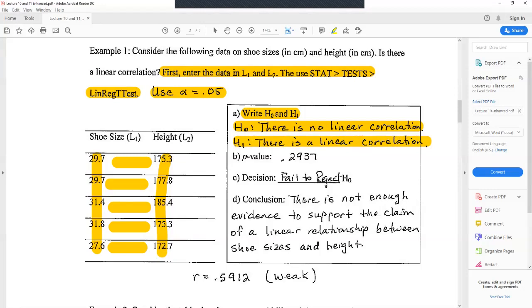If you run stat tests, linear regression t-test, and you input the fact that you're using lists 1 and 2, you will generate a p-value of 0.2937. Well, 0.2937 is larger than the alpha level of 0.05. And anytime the p-value exceeds the alpha level, we fail to reject the null. Since we have failed to reject the null, our conclusion is that there is not enough evidence to support the claim of a linear relationship between shoe sizes and height.